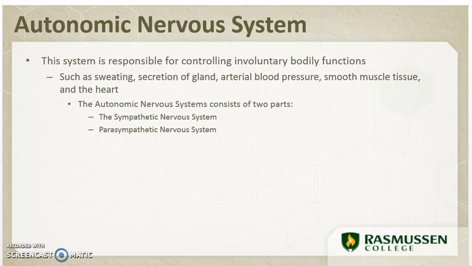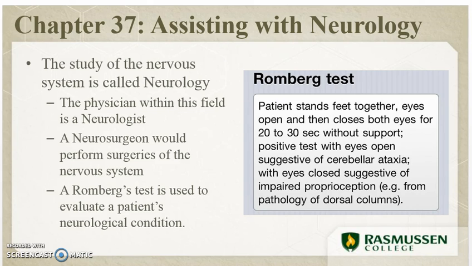All right, so I will leave the rest of this chapter up to you guys to read. And let's move on to chapter 37. Chapter 37 is talking about how you assist as a medical assistant with neurological exams and the Department of Neurology. You'll work closely with 3 types of people, typically a neurologist, a neurosurgeon, and a psychiatrist.